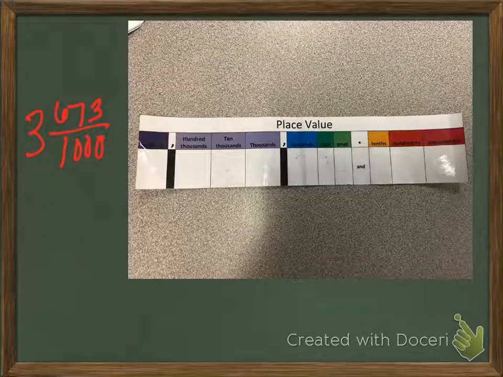All right, go ahead and try this one on your own. And it does have a whole number. So my whole number is 3, and then it is 3 and 673 over 1,000. Do it one step at a time. First, work with your whole number, and then work with your fraction. It makes life much easier. Then we will go over it here in just a second.